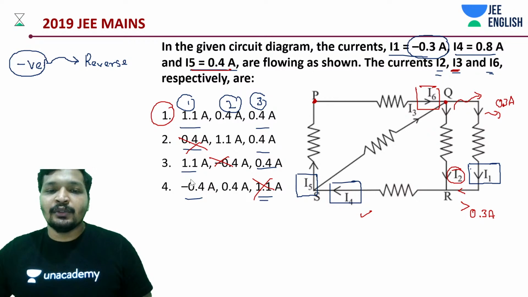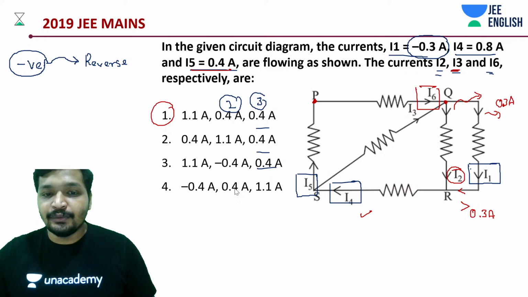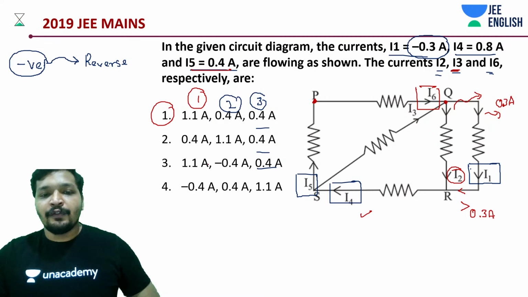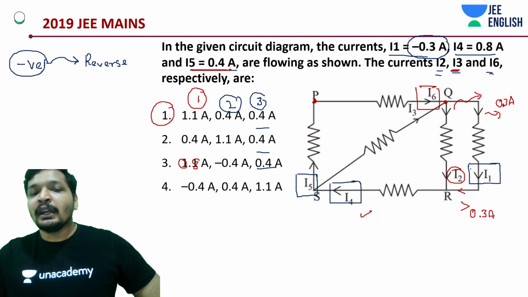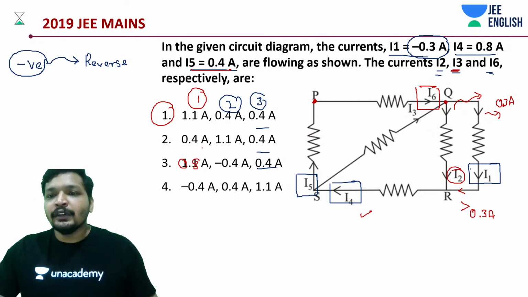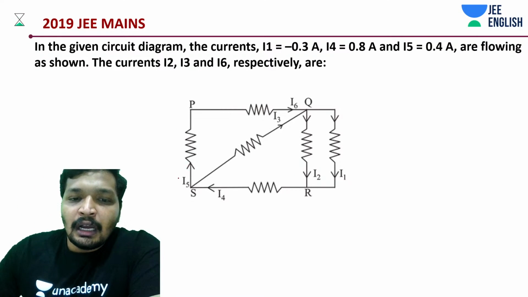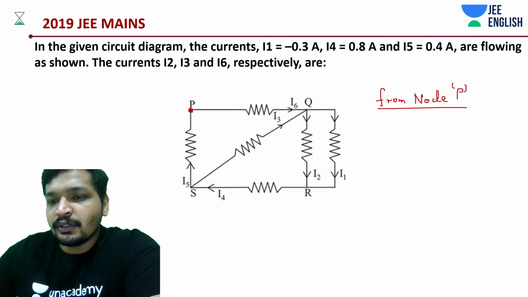What do I mean by one of them is unique? If there is one value that is unique, then you want to focus on that specific value. Let's say value 1 is unique. Instead of 1.1, this was like 0.8 or something. Then you only have to focus on finding the value of I2, but in this case it's not applicable. Anyway, it's a very simple question. Just focus on node P.